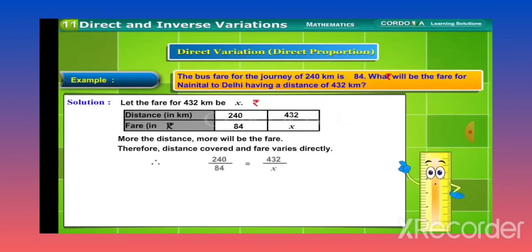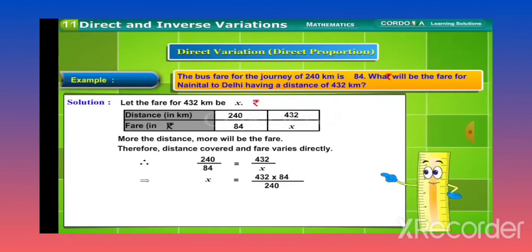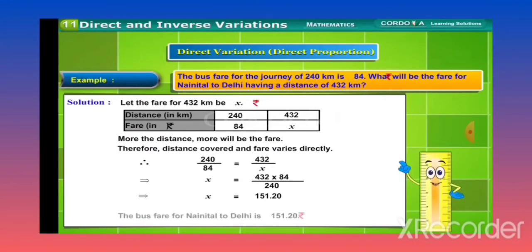Therefore, 240/84 = 432/x. This implies x = 432 × 84/240. This implies x = 151.20. The bus fare from Nainital to Delhi is Rs 151.20.